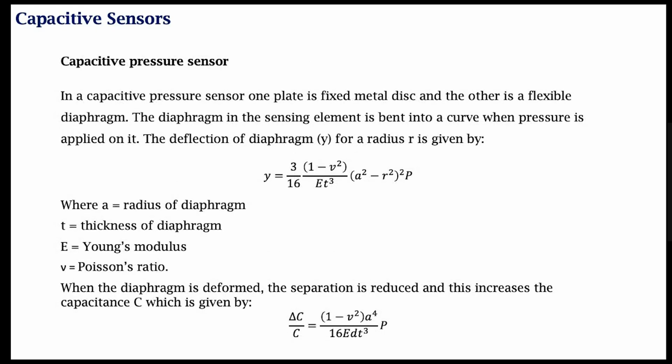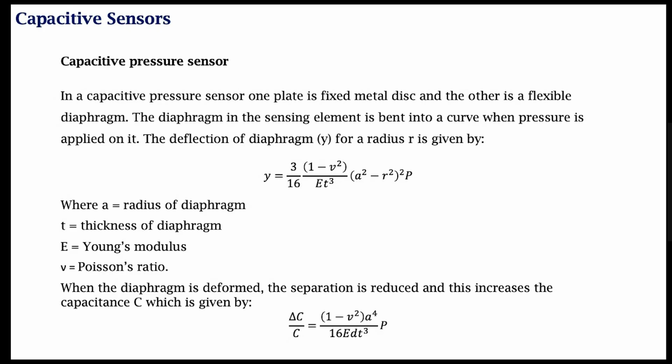In this case, one plate is a fixed rigid body, a metal disc, and the other is a flexible diaphragm. Remember, how flexible this diaphragm is will define how sensitive this measurement system will be. If it is very rigid, then it is not going to respond to small changes. If it is too flexible, then it is going to respond to every little change. So the choice of which material to use depends on the particular application.